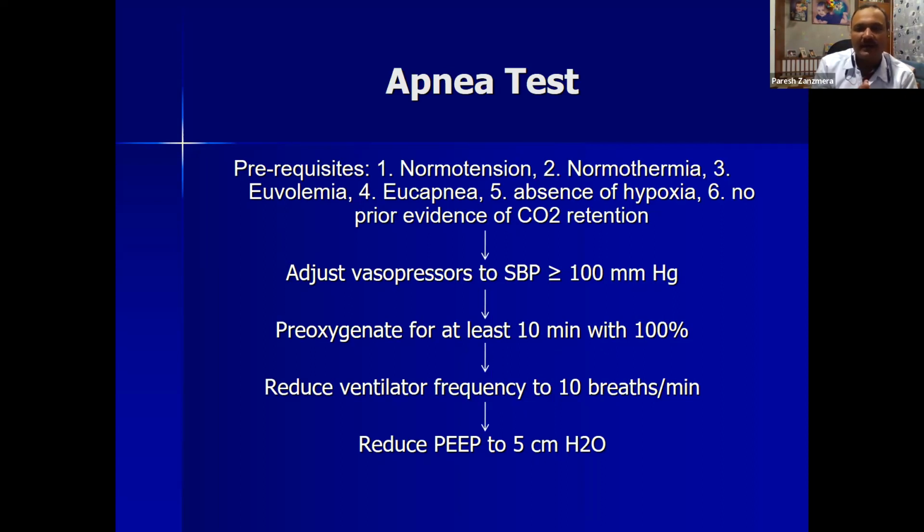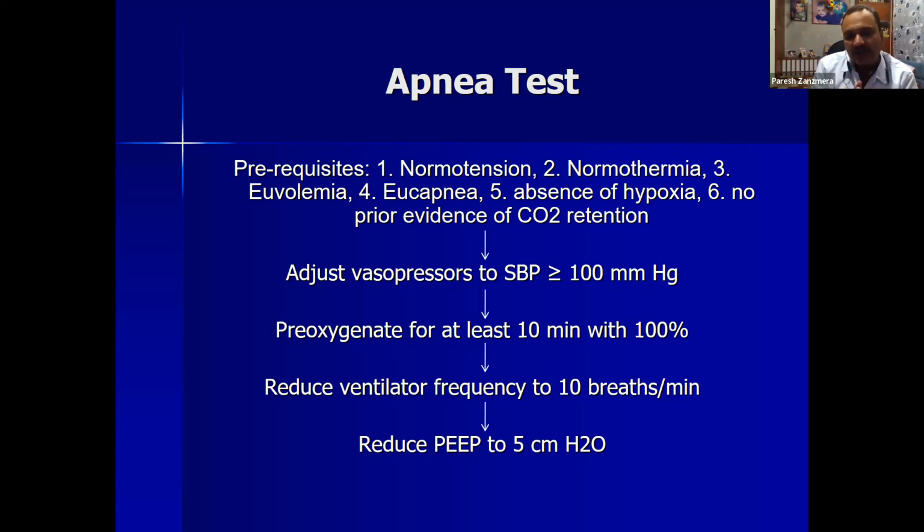The prerequisites: again, the patient should have normal tension, either with or without inotropic support. There should be normal temperature. There should be euvolemia. The carbon dioxide level should be normal, that is eucapnia, and there should not be any hypoxia, and there should not be any prior evidence of CO2 retention. If these criteria are satisfied, then we can go ahead with the apnea test. You have to adjust the vasopressor to maintain the systolic blood pressure of more than 100 mmHg.